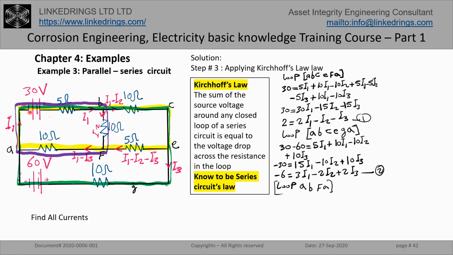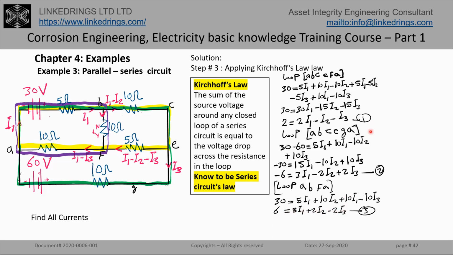So again, what is the source voltage here? 30 volt. Okay, 30 volt will equal to 5 I1 plus 10 I2 plus 10 I1 minus 10 I3, correct? Correct. Let's simplify. So finally, we get equation number 3: 6 equal to 3 I1 plus 2 I2 minus 2 I3.